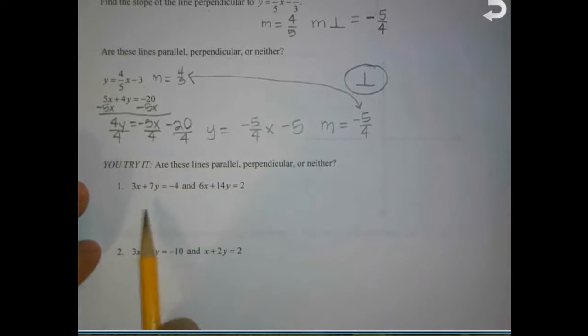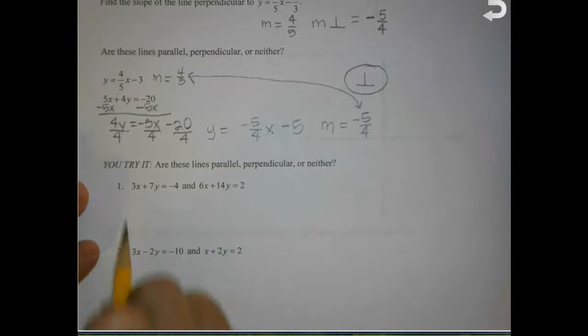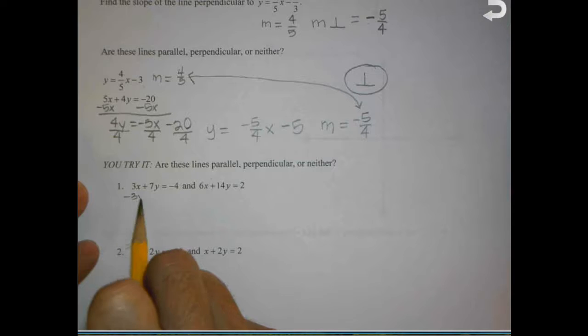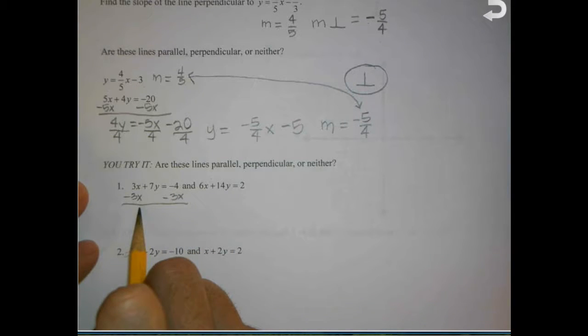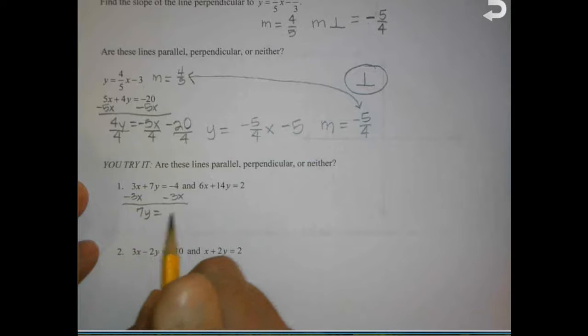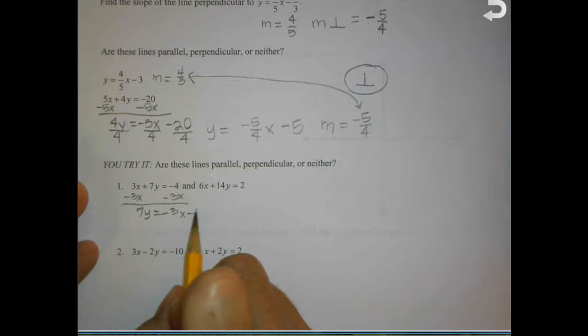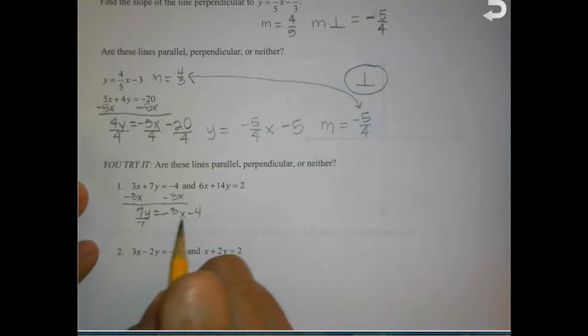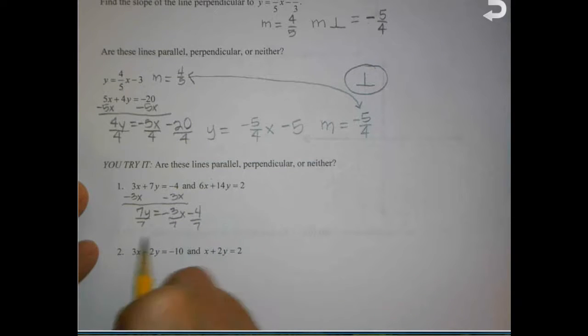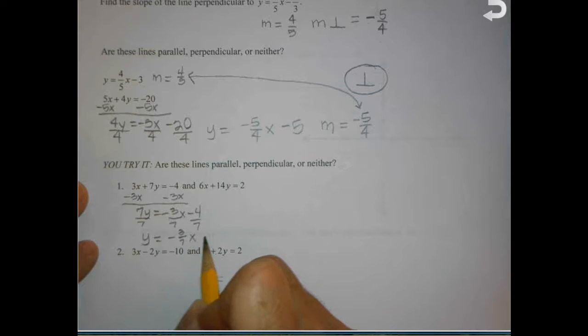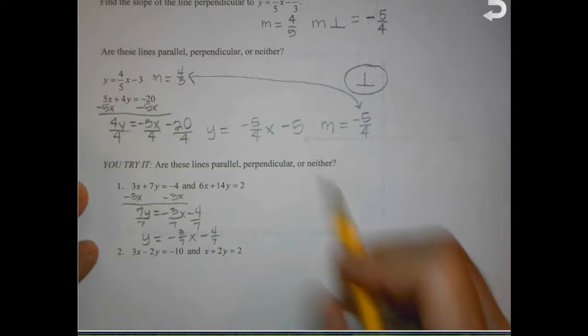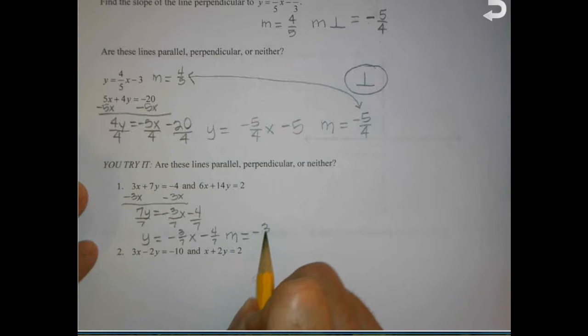Okay, for number 1, neither one of them is in mx plus b form, so I'd like to move them. Then 3x, so I have 7y equals negative 3x minus 4, and divide by 7, and I have y equals negative 3/7 x minus 4/7. M then is negative 3/7.